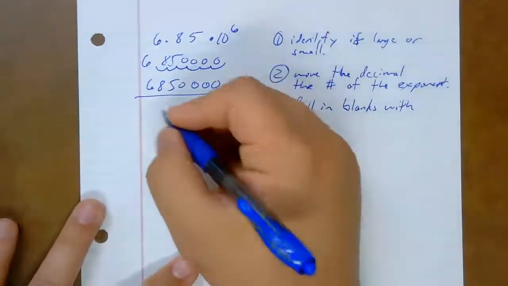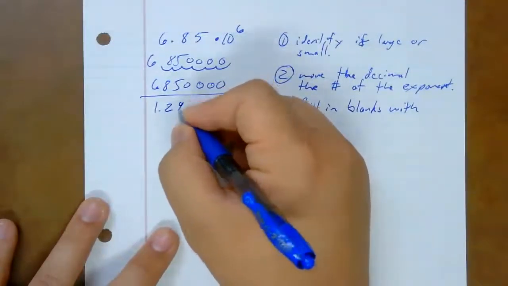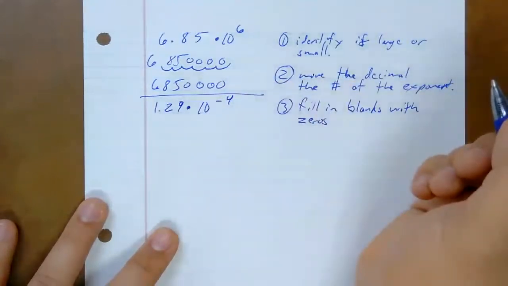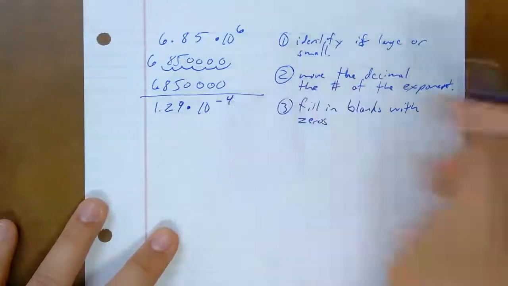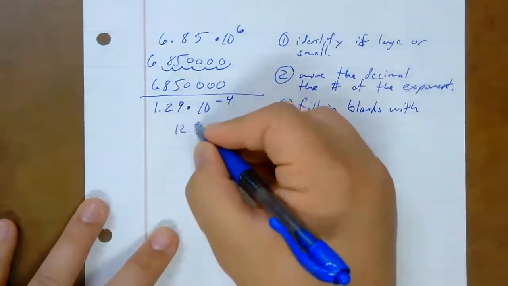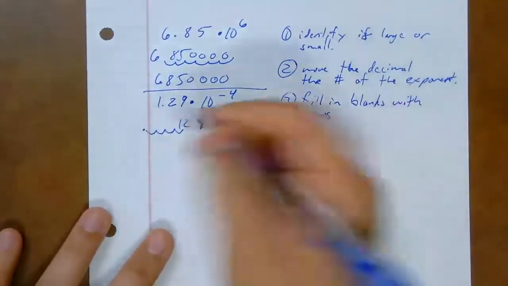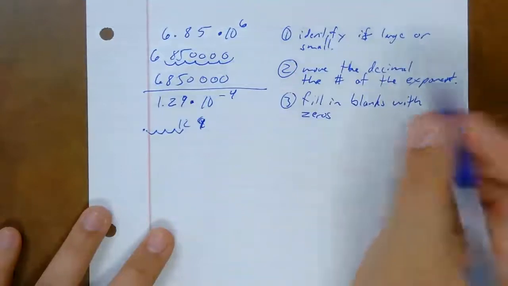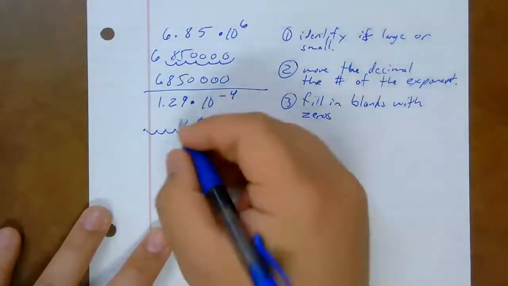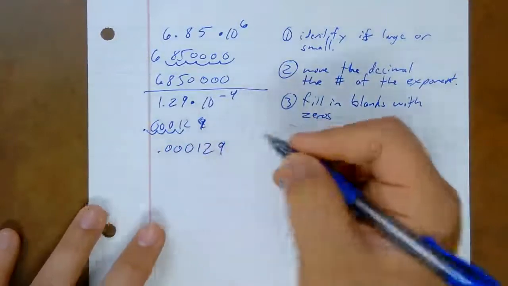Let's look at one more example. We have 1.29 times 10 to the negative 4th power. Well, we know this is small because it's a negative exponent. So we have 129. Sorry, we need to move that decimal. 1, 2, 3, 4. Okay, that's where our decimal place is now. We moved it in this direction because we need to make this a small number. Fill in the bunch of zeros. Our final answer is 0.000129.